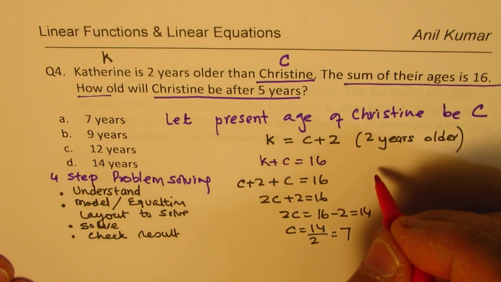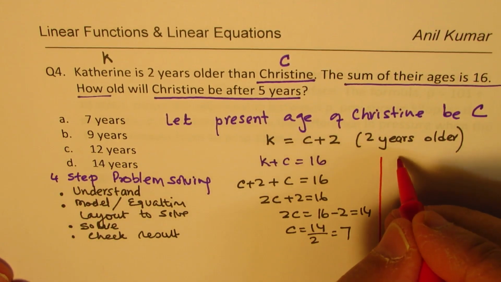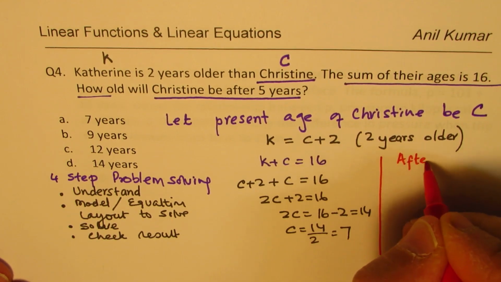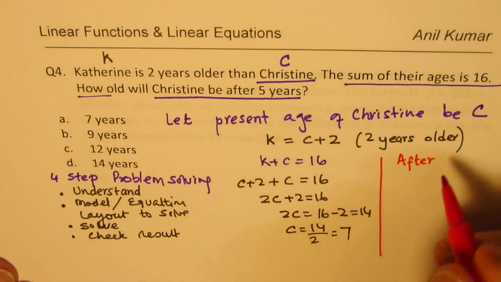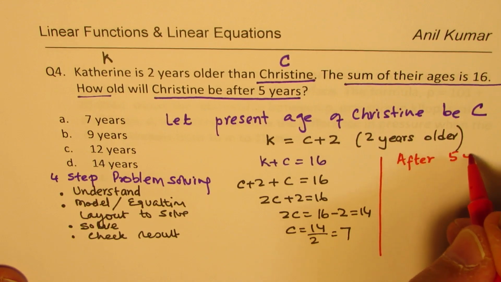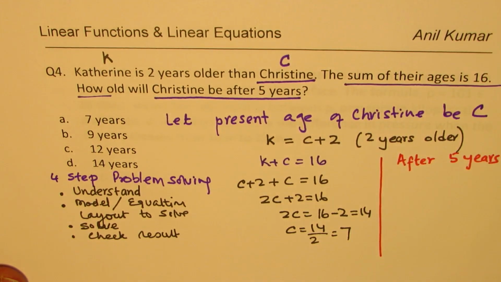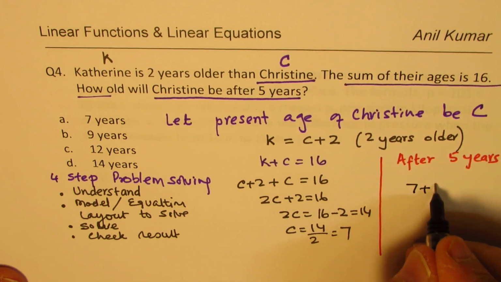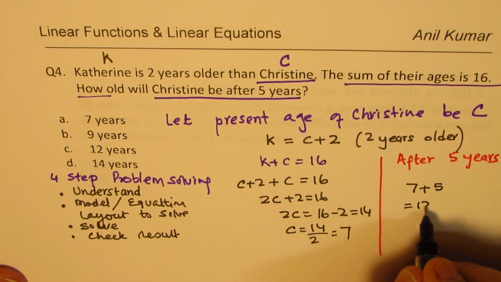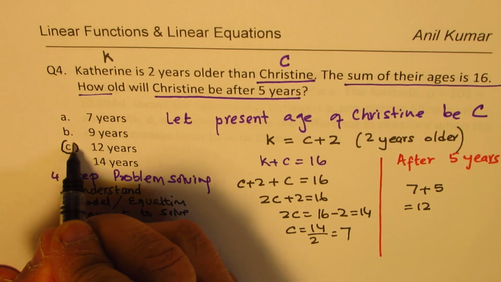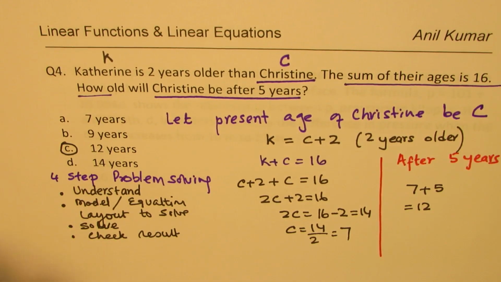This is critical. So in questions, it could be very important to really understand what it is. After 5 years. So after 5 years, what should it be? So it will be 5 years more. So it will be 7 plus 5. Do you see that? So we get 12 years. So 12 years is option C, which is the correct option.